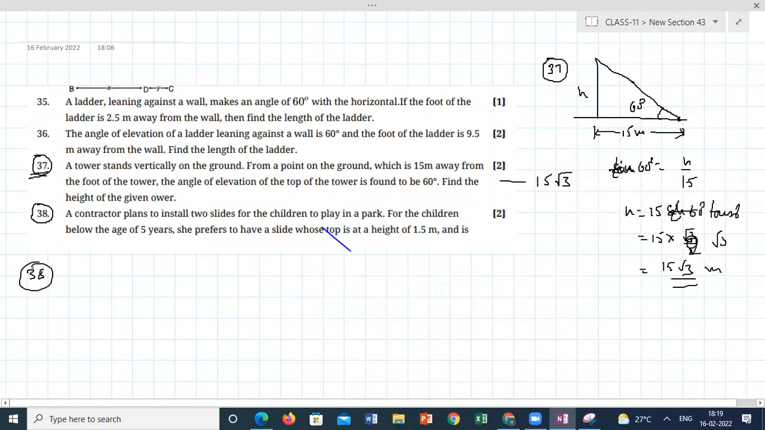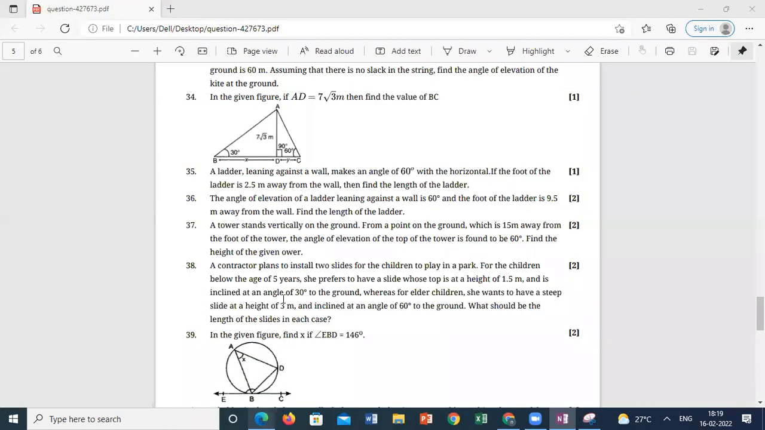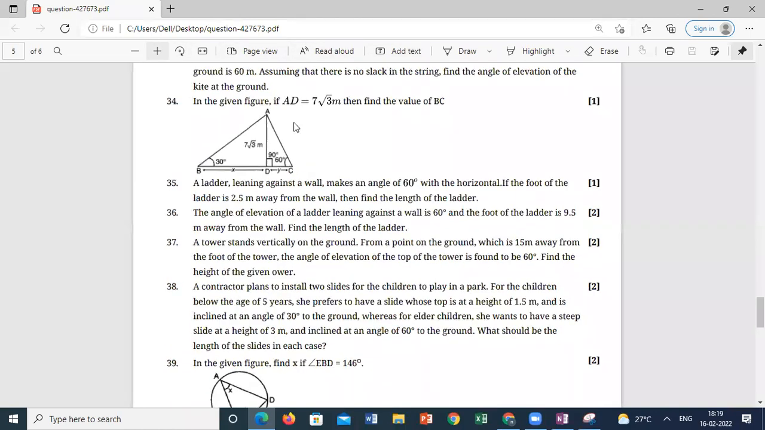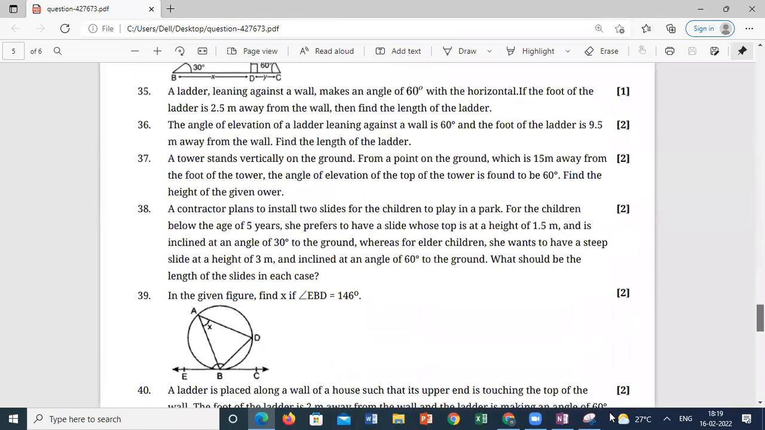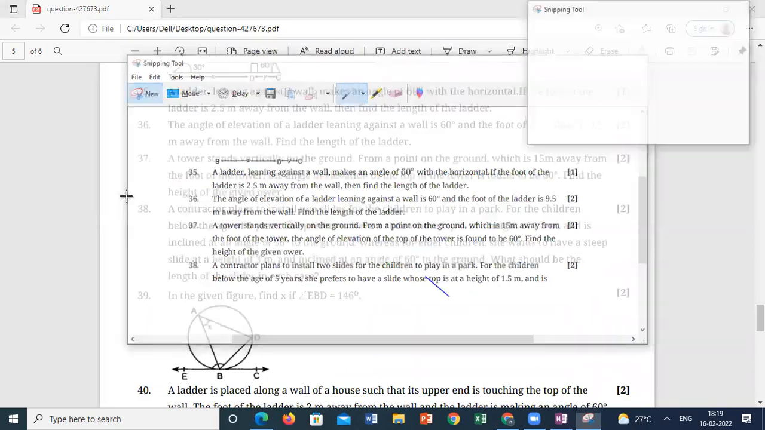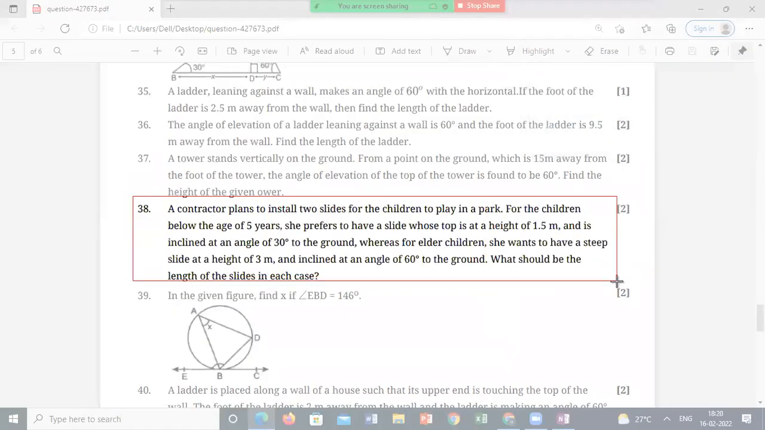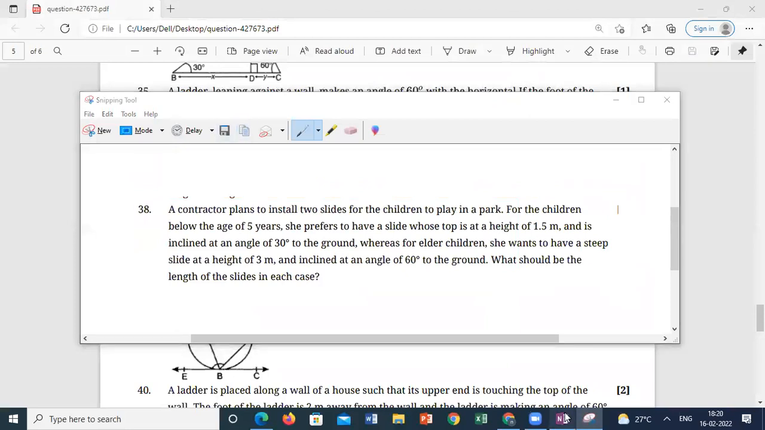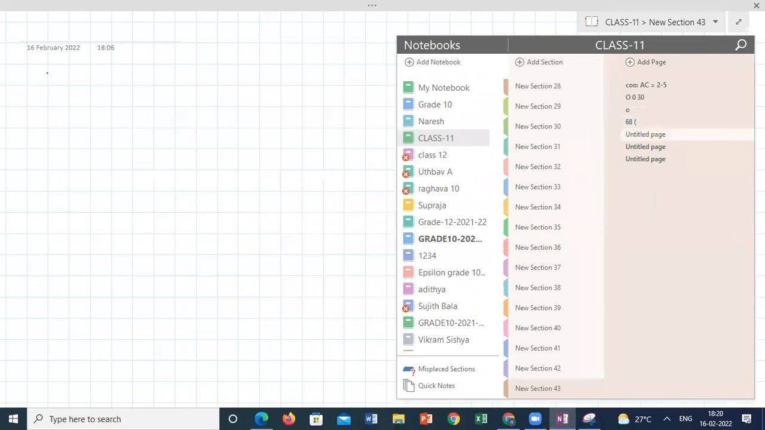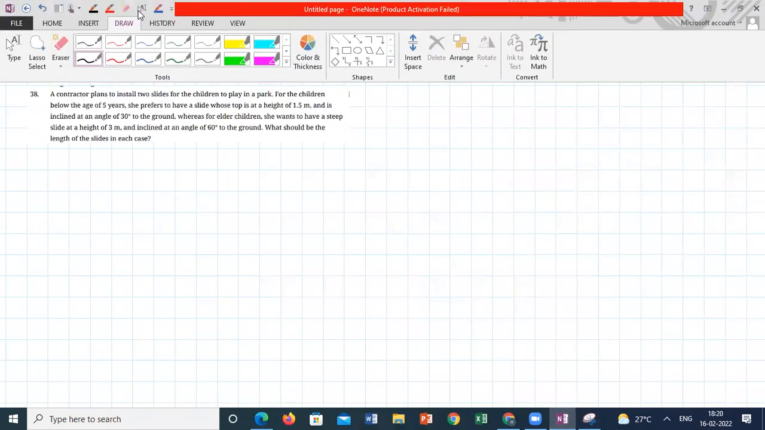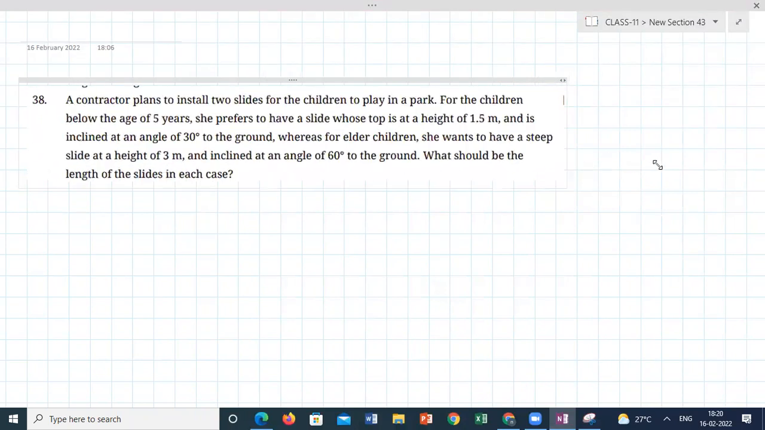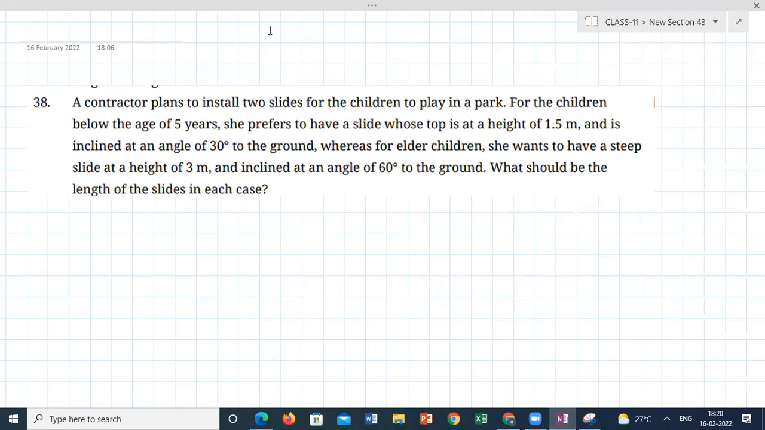Sir, for 38 only half of the question shows. Yes, then I will paste the 38th question. Read the question carefully and solve it. Yes, please. What's the answer? A contractor plans to install two slides for the children. I think it's a textbook question. Just check. Yes, sir, it is a textbook question.